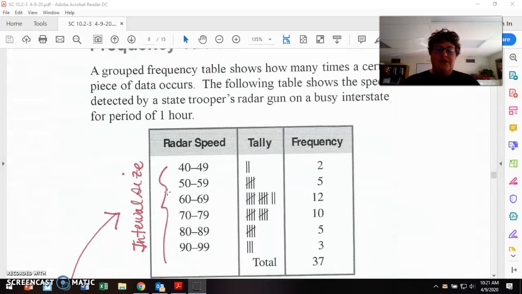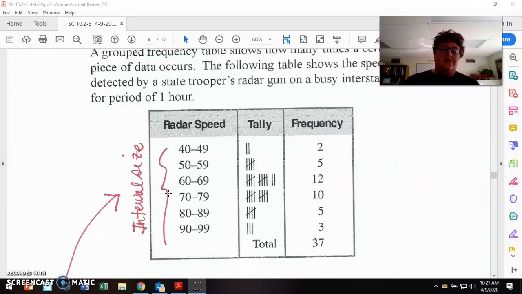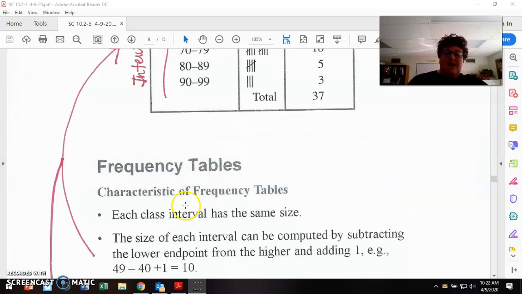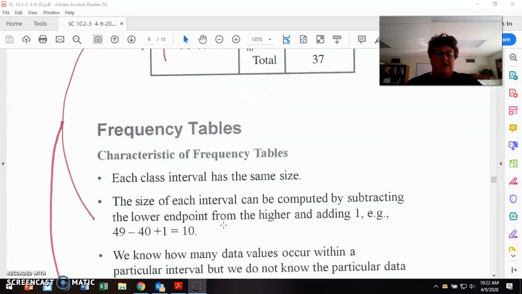Frequency table. So a frequency table has intervals in the first column, tally marks in the middle, and then the frequency on the right. And frequency means basically how many tally marks are falling in that interval size. So the thing to remember here, and then you can kind of look under, your interval size should all be the same size. So these are all, your interval size is 10. So 40 to 49 is 10 spots. And you can look down below to determine how that, subtracting your lower point from your higher point and adding 1. So that's how big they should be.